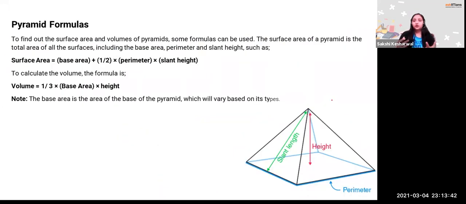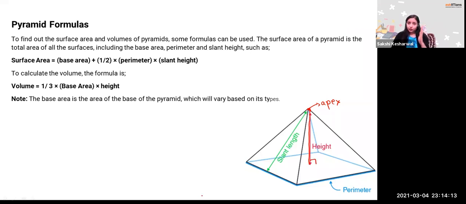So what is the surface area? First, you should know one thing: there are two terminologies you should be aware of. What is the height? In the prism, the height is where you have increased it. In the pyramid, height is from the apex. This one is what, beta? Apex, right? From the apex and from the center of the triangle on the base, if you draw a perpendicular, that is the height, right?